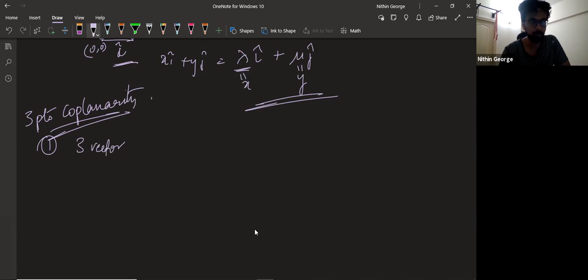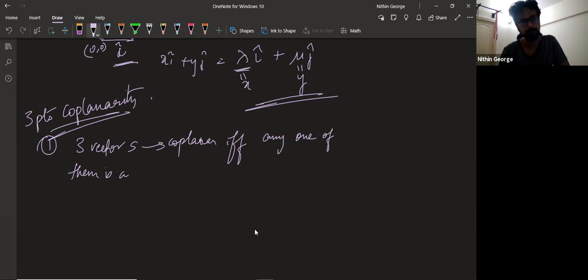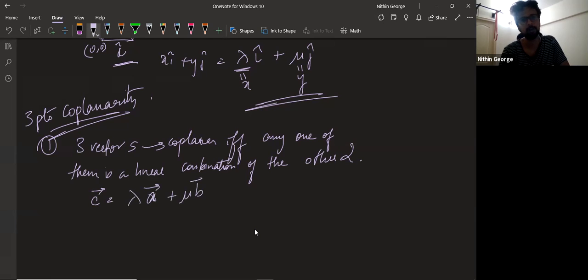3 vectors are coplanar if and only if any one of them is a linear combination of the other two. Basically, you can write the third vector in terms of the first two vectors. All right, it's a linear combination of the other two vectors. Got it, guys? Then you immediately say that the 3 vectors are coplanar.